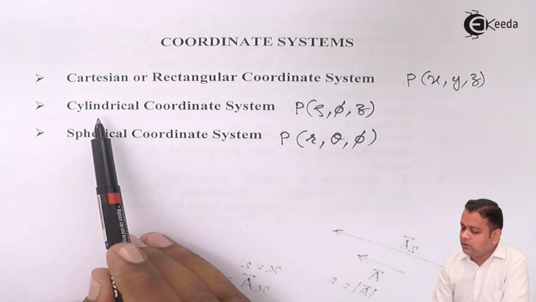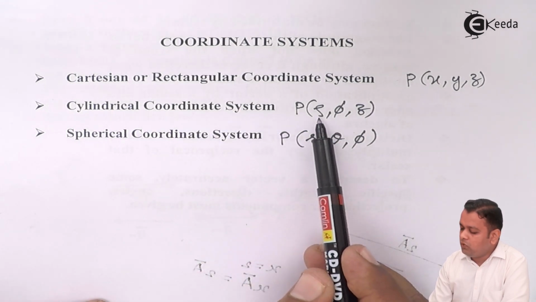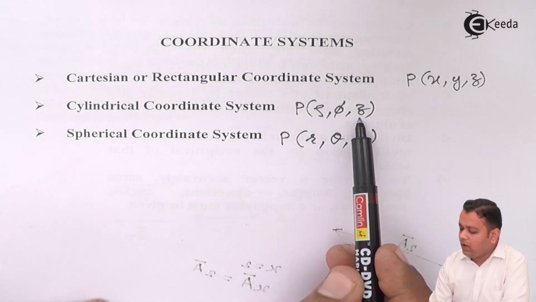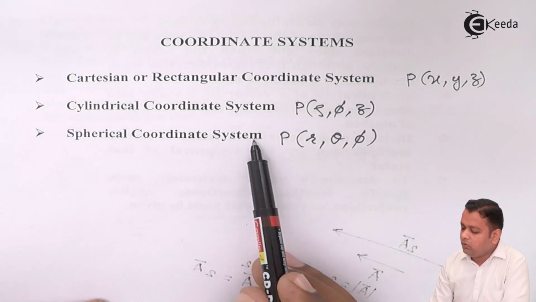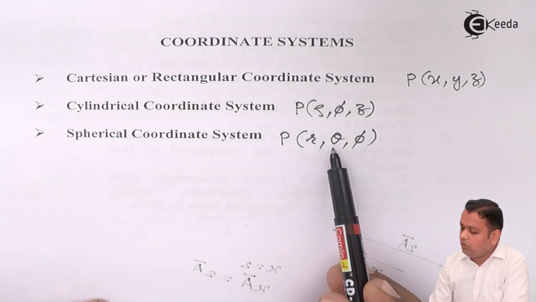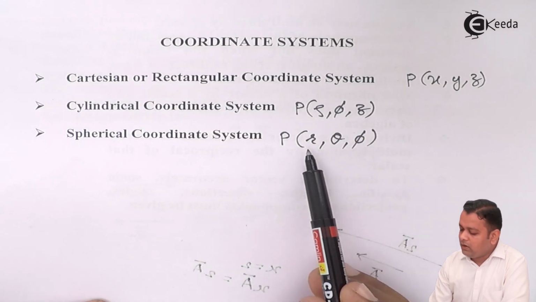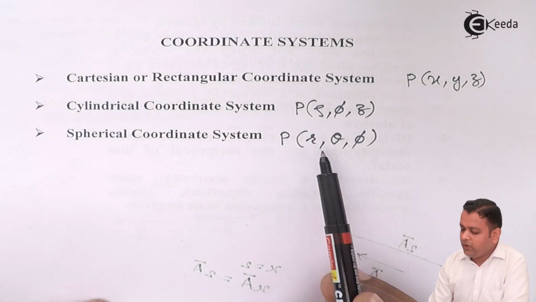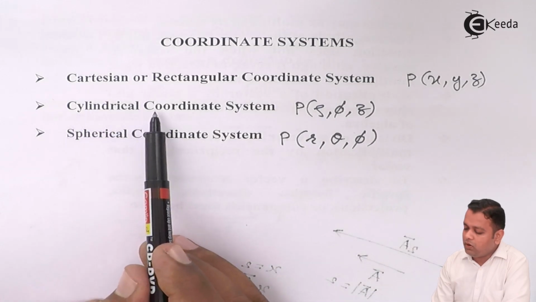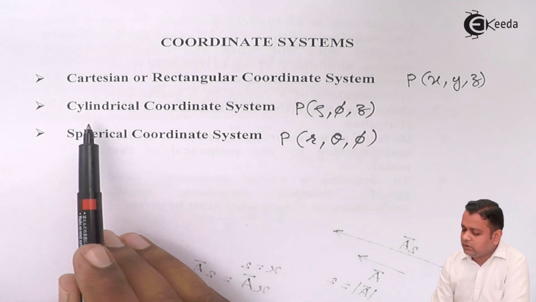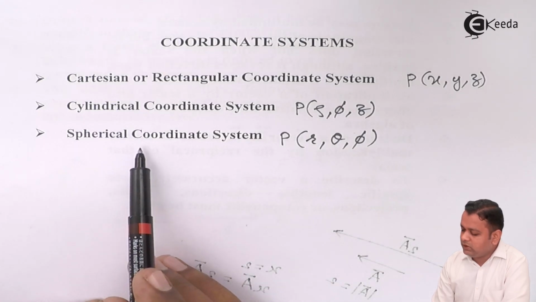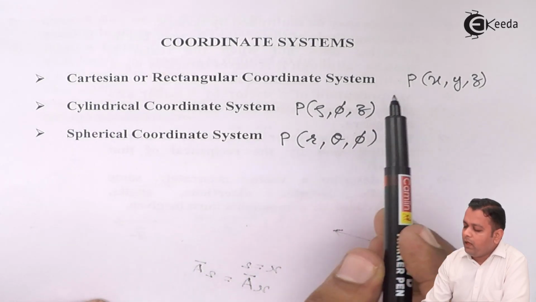Okay. Now, in the rectangular coordinate system, all three coordinates are measures of length or distances in meters. In the cylindrical coordinate system, two coordinates rho and z are the lengths and phi is the angle. In the spherical coordinate system, there it is the role of two angles, theta and phi, and r is the measure of length.